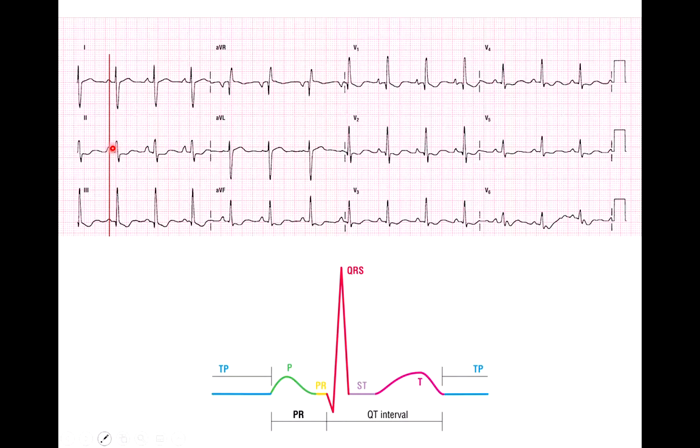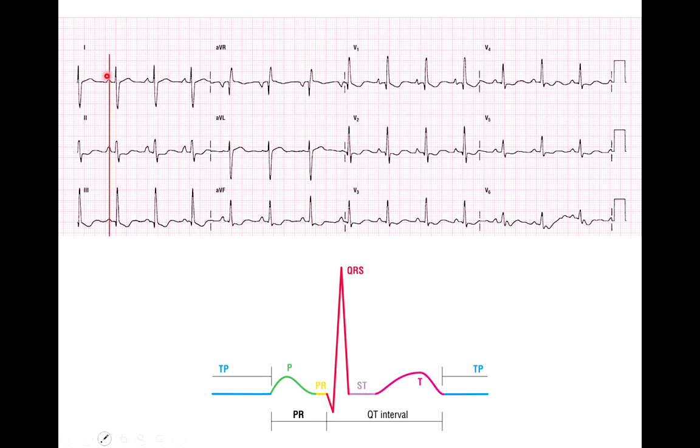You'll notice again that each of these leads has a little bit of a different rhythm pattern. And that's because each of the leads is looking at the heart from a different perspective. Think of it like a camera positioned all around the heart. Each camera captures a different angle. And so it's a cardiologist that can look at an EKG or a rhythm strip and identify pathology in certain areas and determine where a person may have pathology.